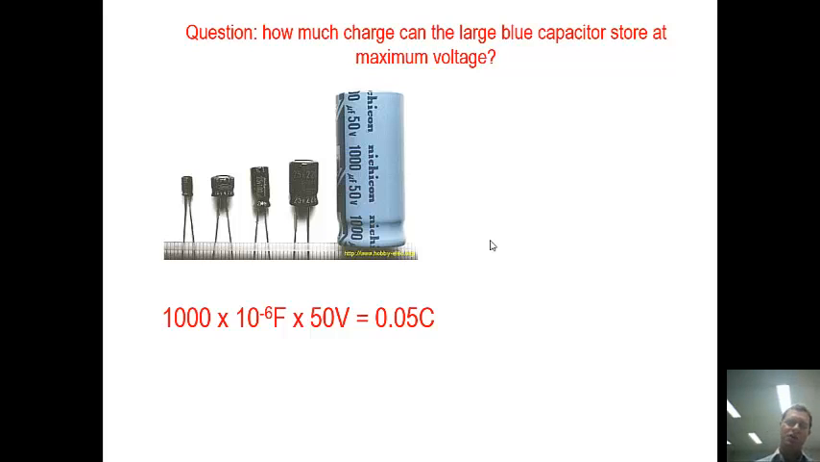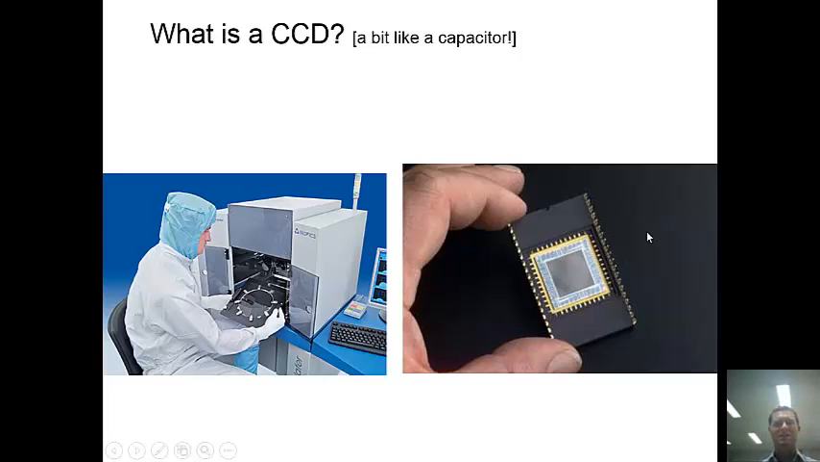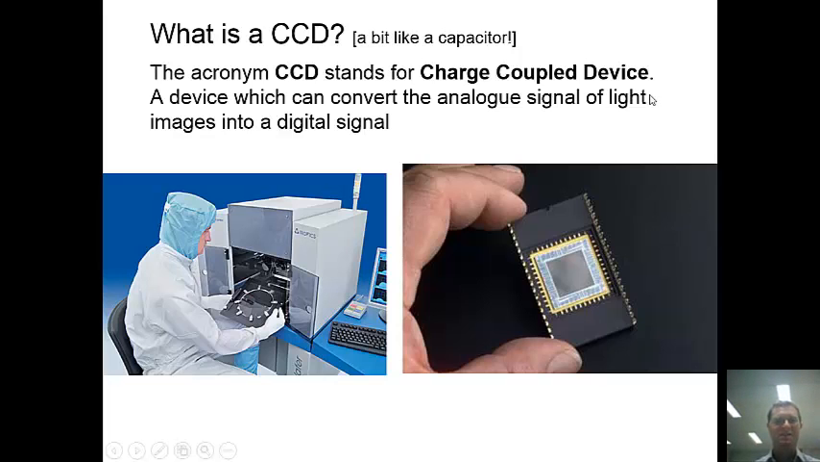I'm now going to switch, and I'm going to start talking about these things called CCDs, and there's a reason why I put capacitors first. So what is a CCD? Well, a CCD is a bit like a capacitor. It's something which allows us to store charge, and it works in a similar way, and we might have to use the mathematics of a capacitor to help explain some of the ideas of what a CCD is. Now, CCD stands for charge coupled device, and what it really is, is a silicon plate which allows us to convert an analog signal of light images into a digital signal. So it's an analog to digital converter of some sort, but for images.